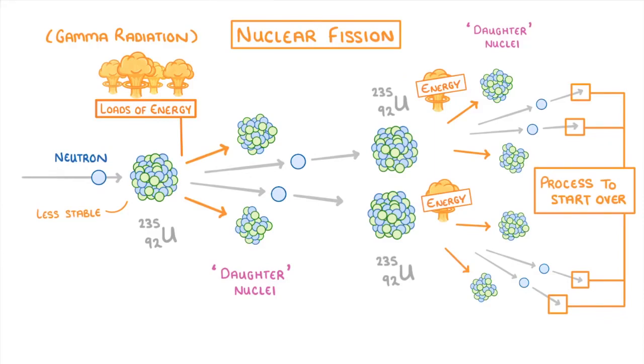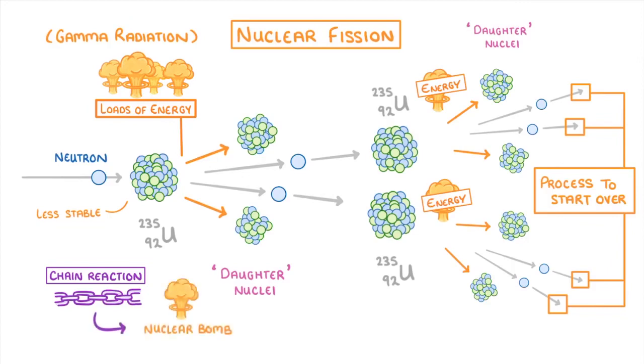Now, the key point to this process is that nuclear fission leads to a chain reaction, where the first fission can trigger more fission, which can in turn trigger even more fission, and so on. If this process isn't controlled properly, then the whole system can quickly get out of control and release huge amounts of energy, which is exactly what happens in a nuclear bomb.